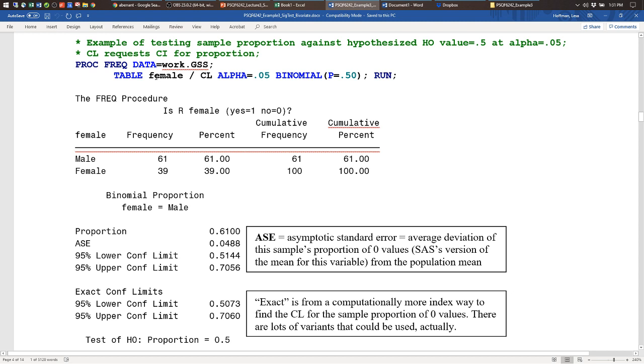So proc freq is how we deal with frequencies for categorical variables, such as a proportion of men versus women here. I am asking it to find a confidence limit around the proportion using 95% confidence, and testing a null hypothesis that the proportion of men versus women should be 0.5. That's what it's supposed to be in the population, right?